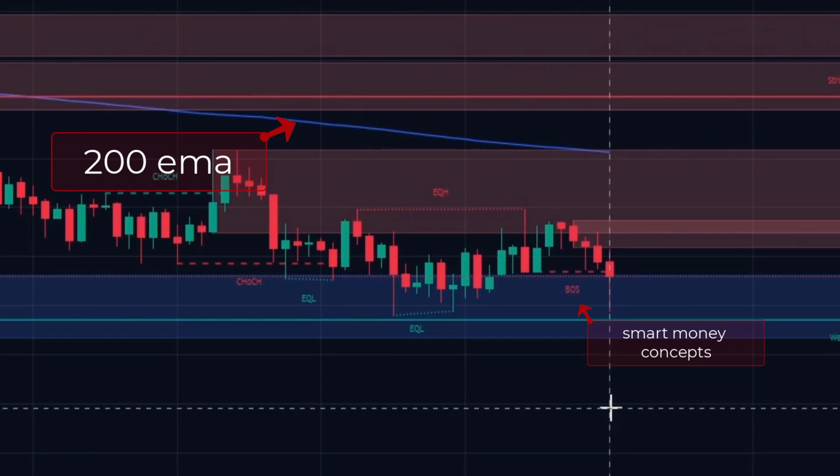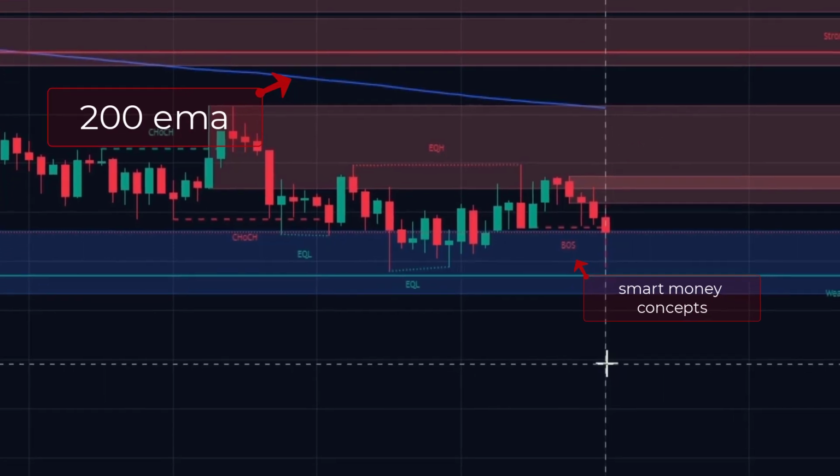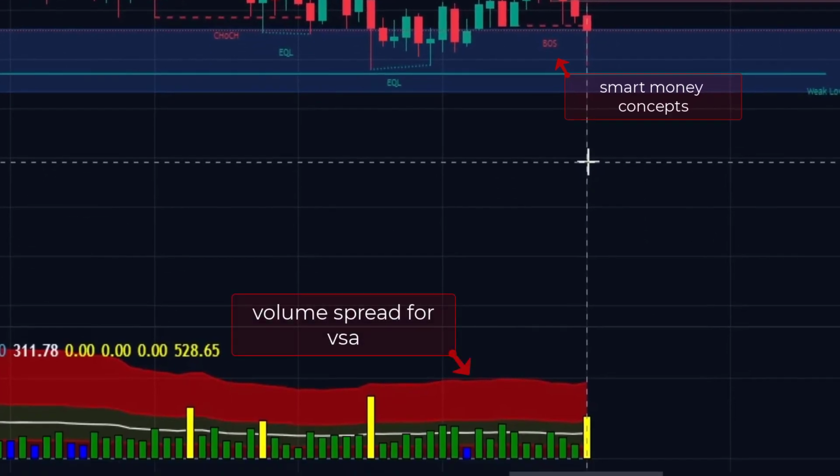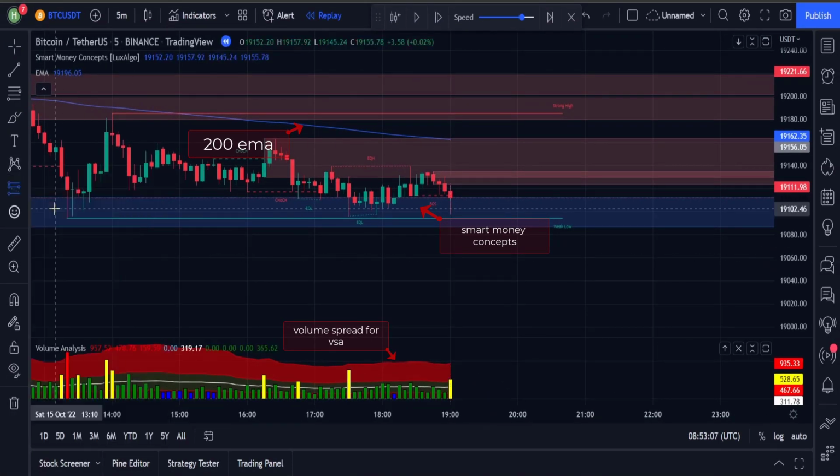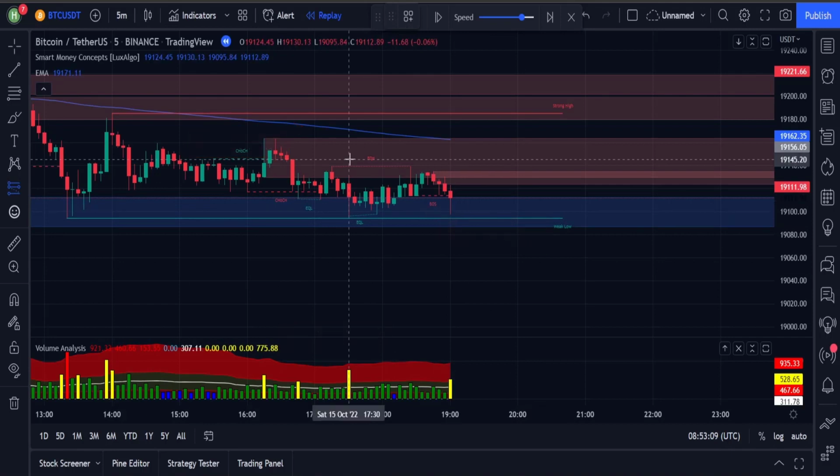Third, after the break of structure, a new bearish fair value gap must occur in the market. And finally, the volume spread should be colored in either yellow or red, as we know this is an indication that the volume in the market is increased.